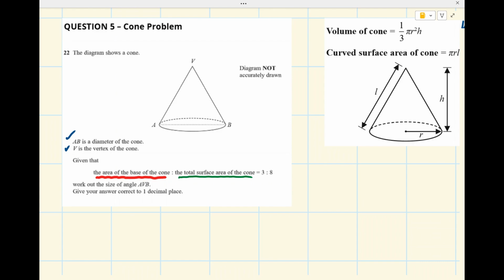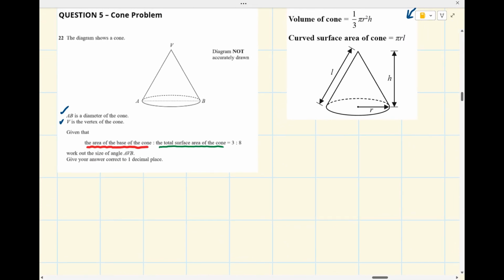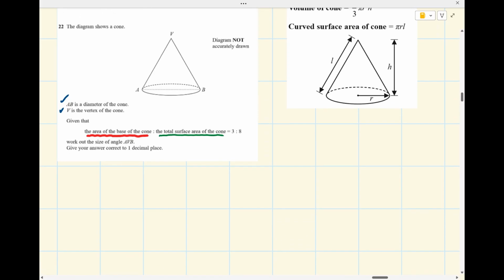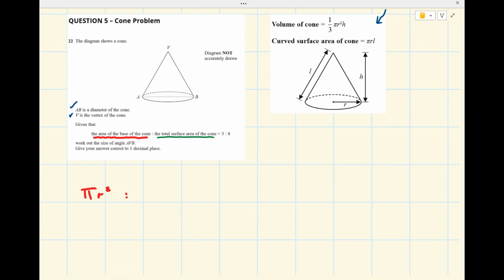Well, I kind of think working out that size of the angle is probably secondary for now. Let's concentrate on what we can do, and we can use that ratio fact to give us an equation, I think. Let's have a look. The area of the base of the cone. Well, the base of the cone is a circle, right? And if I call the radius of the cone r, then the area of the base is simply pi r squared. So the ratio pi r squared to the total surface area of the cone.